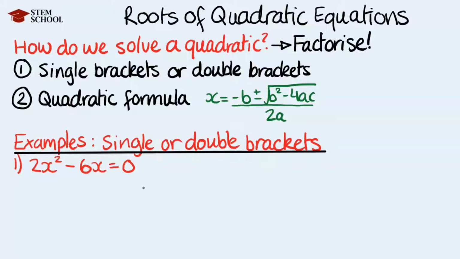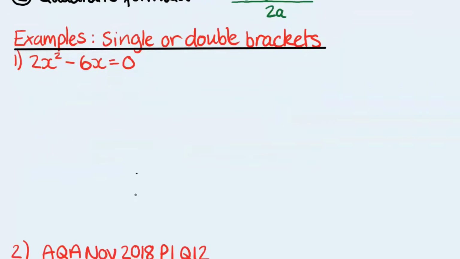Alright, so the first example that we'll do is looking at single or double brackets, right? So whenever you get a quadratic equation, what you want to first think about is, can I factorize this using single or double brackets, right? So let's look at this first example. We have 2x squared minus 6x is equal to 0. So in your head, the first step should always be, can I find any common factors at all? That should always be the first step.